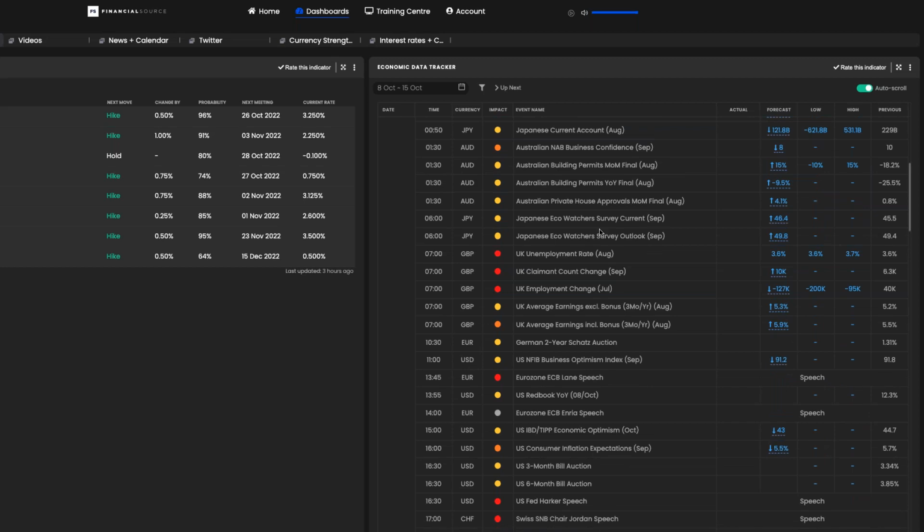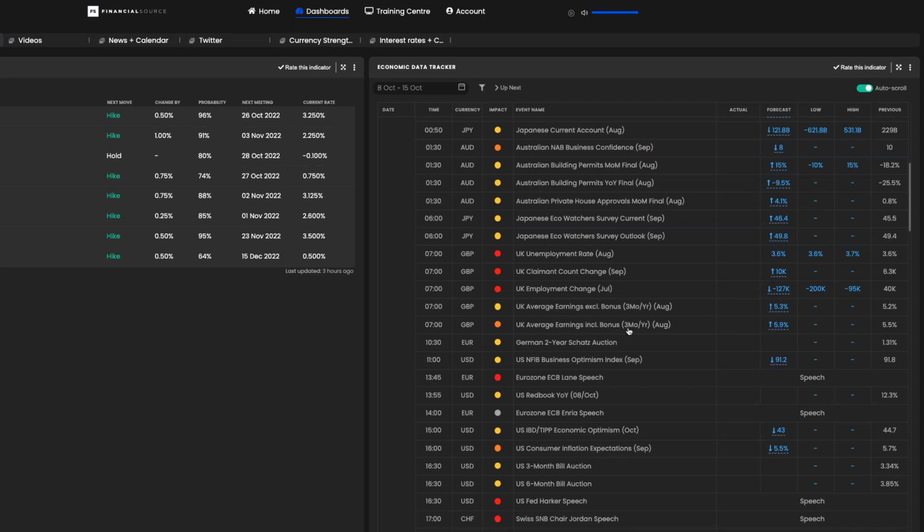So I want to see a miss in the data to short the pound, and I want to short cable because I want to take advantage of that dollar strength. So this is what I'm looking for. Unemployment to rise above 3.7%. The claimant count to rise above 10,000, so about 20,000, 30,000. I want to see the employment change fall below minimum expectations, below 200,000. So I want 3.8% plus. I want 20,000 plus. I want minus 200,000 or greater.